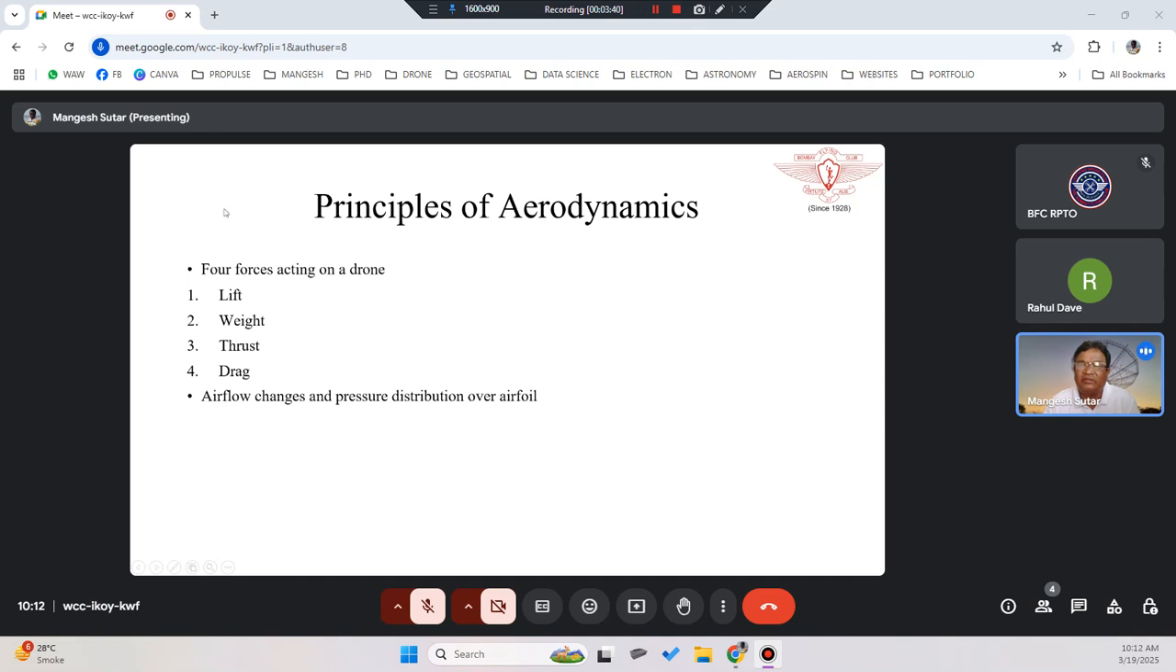We can plan or design the drone in such a way that we get maximum lift and maximum thrust. Weight is only what we can control, based on the components and the payload we require. Drag we can manage with the shape of the drone, the way we design.